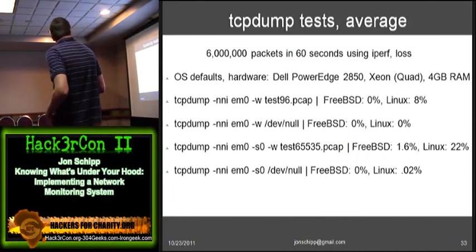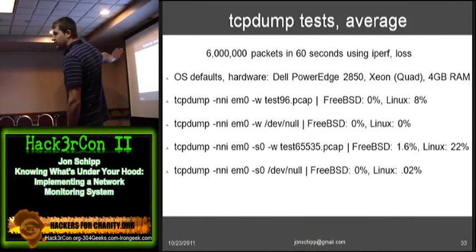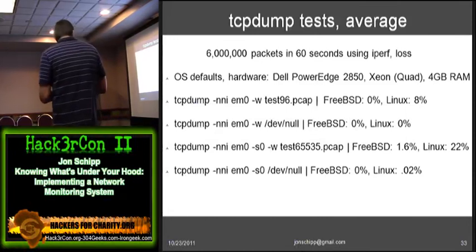So if I write with 96 bytes, which is the default in tcpdump, I'm dropping 0% writing to disk in FreeBSD, and in Linux I'm dropping 8%. And if I'm writing to /dev/null, I got 0 and 0 for both. That tells me that writing to disk is a bottleneck right there. So that's one thing you've got to consider.